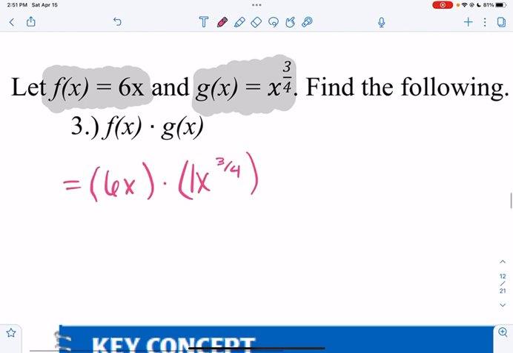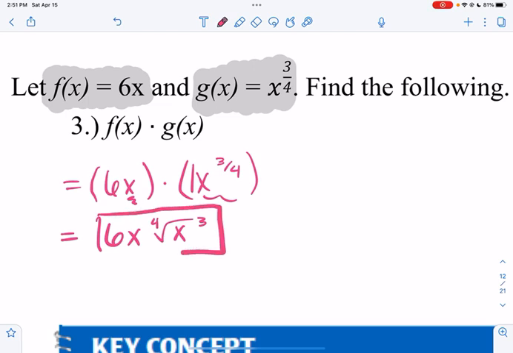So multiplying, you just multiply those coefficients. 6 times 1 gives you 6. And you would add the powers together, but if you add the powers, you end up having to simplify the radical again. So I'm just going to bring that x down and then rewrite this one as the 4th root of x to the 3rd. Because you have that even root, I know it doesn't ask about your domain, but this one would also be 0 to positive infinity.